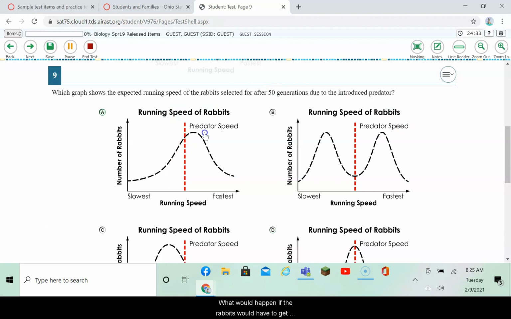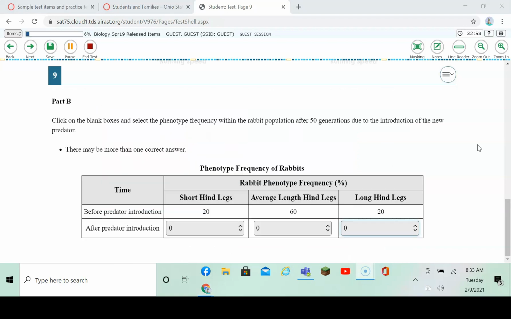What would happen is the rabbits would have to get faster. So then the average rabbit in the population would have to be faster than the predator to be able to survive and reproduce. So the answer for part A of 9 is A. Okay, let's look at part B.